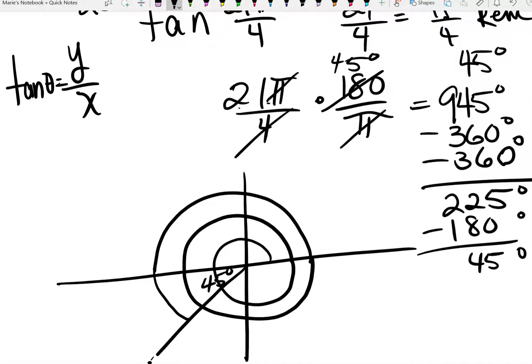Okay, and then since that's 45 degrees, we know that we have the y value here. The r value is square root of 2, 1 and 1. So technically, the tan of this is 1 over 1. All right.